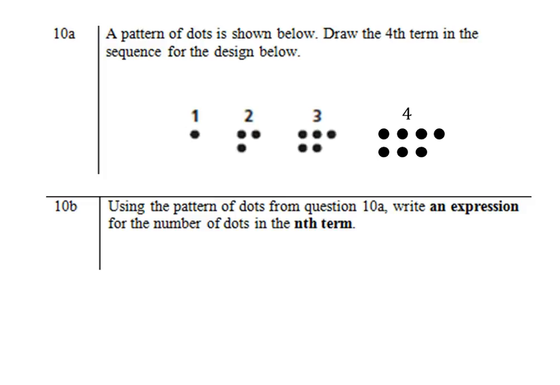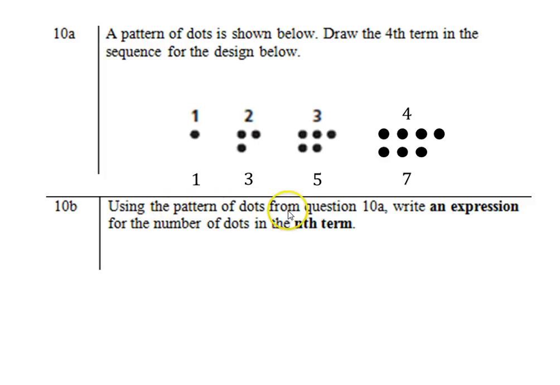And then what I'm going to do is make a note as to how many dots are in each of these terms, because that's what's going to help us with question 10B. So I notice that there is one dot in the first term, three in the second, five in the third, and then seven in the fourth. When I'm asked to find the number of dots in the nth term, it's crucial that we know how many dots there are.